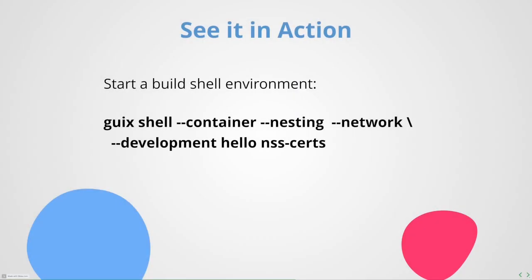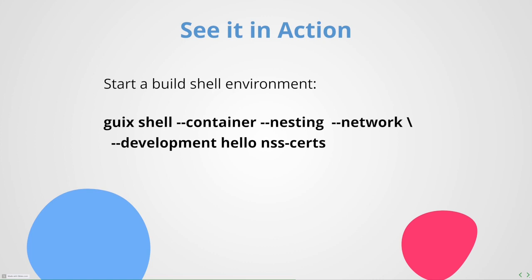So to start our build environment, we use the Guix shell command. In this case, I'm going to use Guix shell with the container, nesting, and network switches. So that's going to create a fully separated environment, a container. Because I want to run other Guix commands within that environment, I'm using nesting. And because I need to download the source of the package, I need access to the network. So that's why the network switch is there.